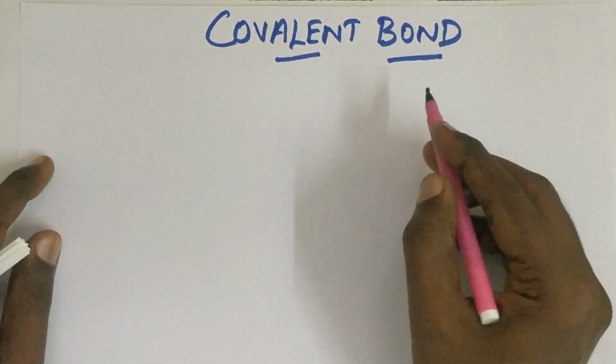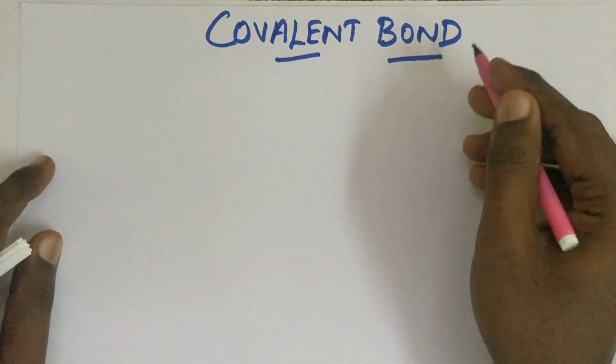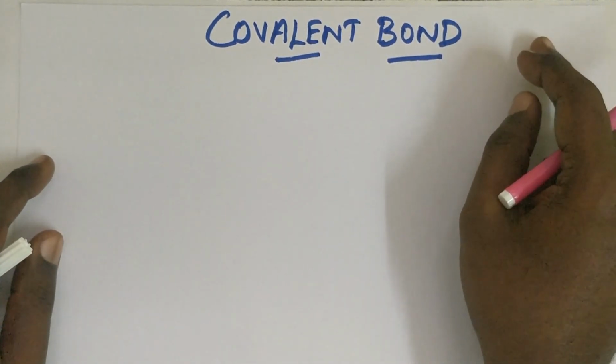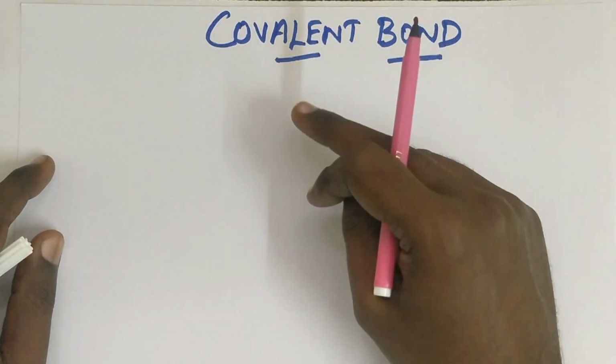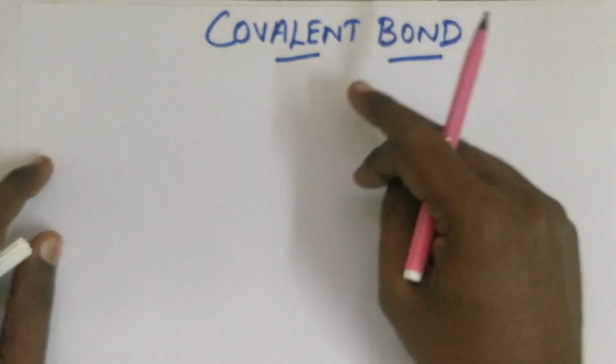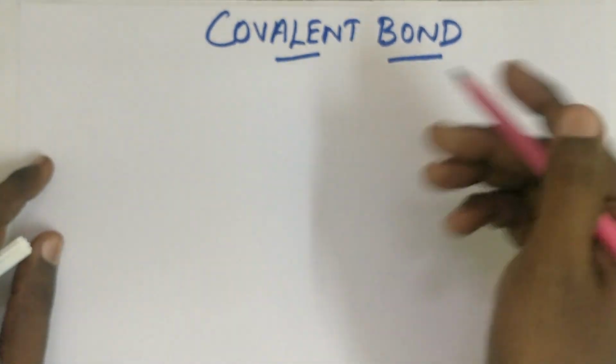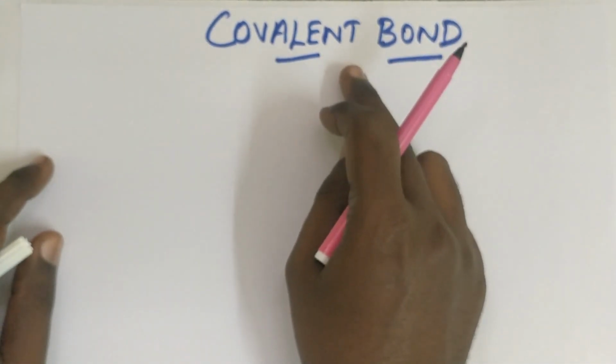So next topic is covalent bond. Already we have seen ionic bond. In ionic bond, transfer of electrons takes place. Electrons are permanently transferred from one atom to another atom to attain stable configuration. Next topic is covalent bond.